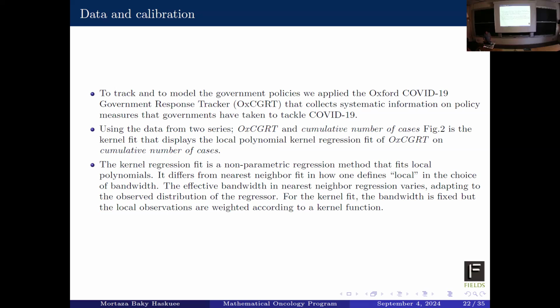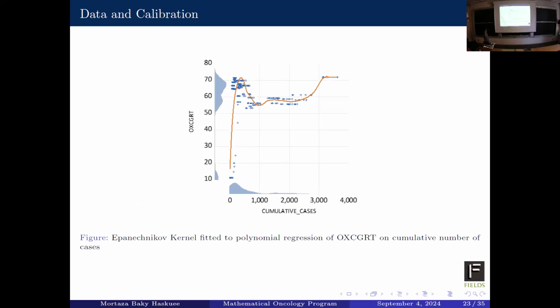And also we fit the kernel function. Here, this shows the scattergram between the cumulative number of cases and the OxCGRT. As you see, with increasing cumulative number of cases, the level of the policies has increased. The maximum level for Ontario was 77, as I remember, but it could be maximum 100.